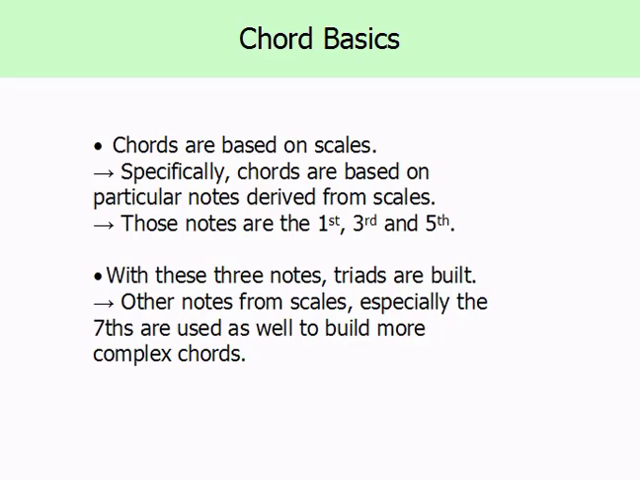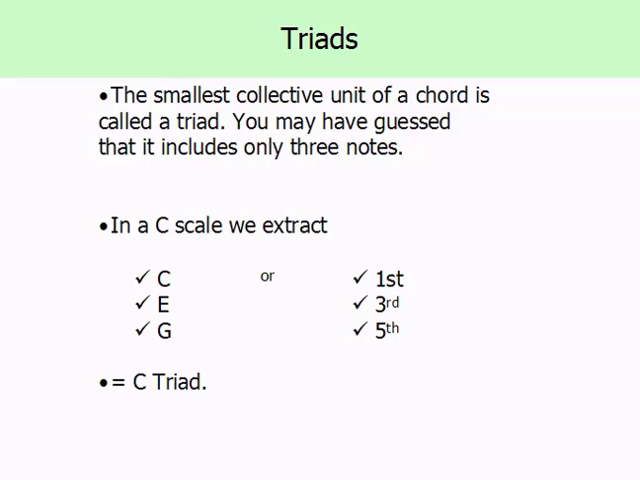Other notes, such as the seventh of the scale, or the second or the sixth, are also used to make chords, but more complex chords. The smallest collective unit of a chord is called a triad. You may have already guessed that a triad has only three notes.